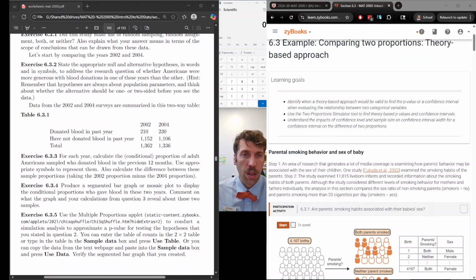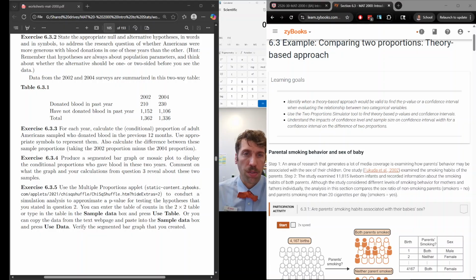Okay, so here's data from 2002 and 2004. For each year, calculate the conditional proportion of adult Americans sampled who donated blood in the previous 12 months. Use appropriate symbols to represent them. Also calculate the difference between these sample proportions. So there should be 3 numbers: the proportion looking at people from 2002, the proportion looking at people from 2004, and the difference between them. And then we'll take 2002 minus 2004. It's kind of backwards from the way we normally do it, but that's just the way the app was set up by default, and so we're just going with that.